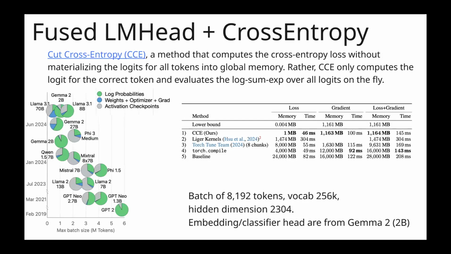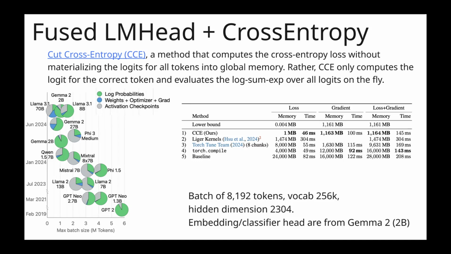As I advertised, I will not dive too deep into flash attention, but what we will cover in detail is another fused kernel that's often used under the hood right now, and most folks are not aware of it. It's called fused LM head and cross entropy. It was proposed in the Cut Cross Entropy, or CCE, paper by Apple, interestingly, at the end of 2024. It's a method that computes the cross entropy loss without materializing the logits for all tokens in global memory.